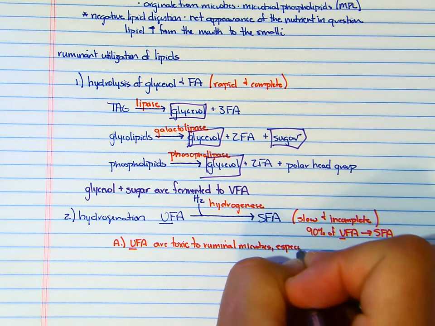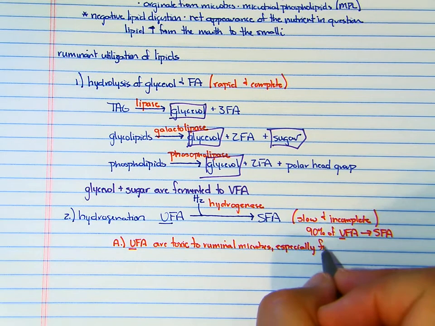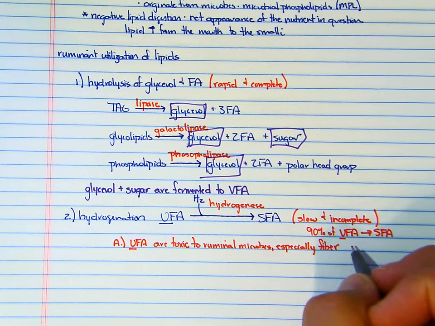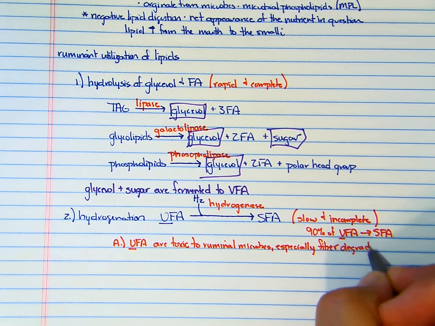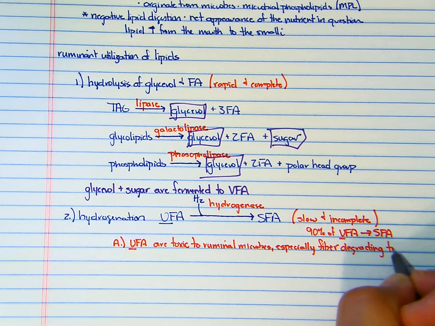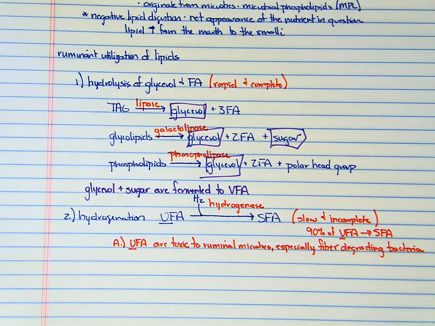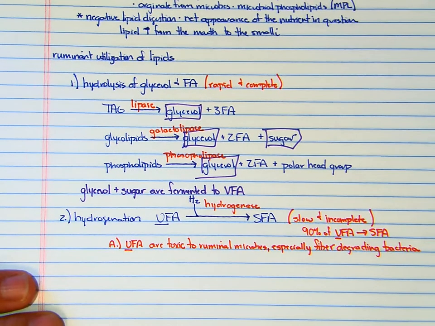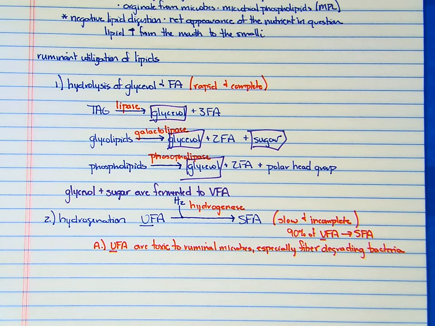Especially fiber degrading bacteria. And basically what happens is the unsaturated fatty acids, because they can enter the membrane, will disrupt it. They make it too fluid, and the bacteria have problems dealing with that, and they use ATP to correct for that, and then they essentially die.